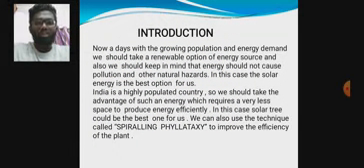Introduction to the solar tree. Nowadays, with the growing population and energy demand, there is a great need. We should take the renewable option of energy source, and also keep in mind that energy should not cause pollution and other natural hazards. In this case, solar energy is one of the best options for us. India is a highly populated country, so we should take advantage of such energies which require very little space to produce energy sufficiently and efficiently. In this case, the solar tree could be the best one for us. We can also use a technique called spiraling phyllotaxy to improve the efficiency of the plant.